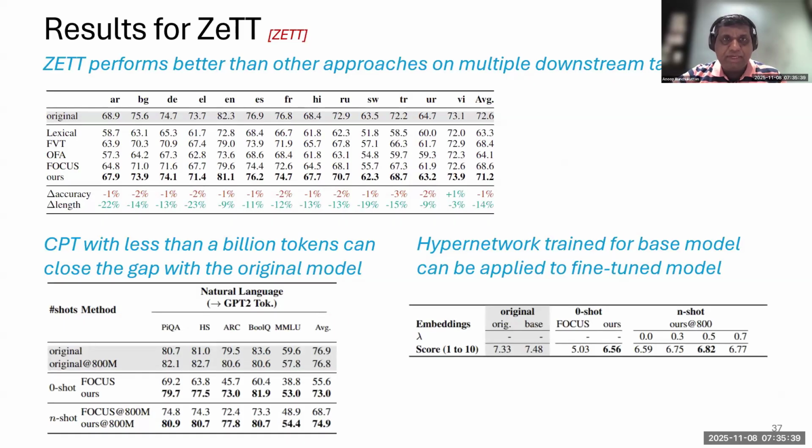So this approach works pretty well. On a lot of downstream tasks, it performs better than any of the approaches we have discussed, and we can do continual pre-training of less than a billion tokens to close the gap with the original model. An interesting thing is that if you have trained the hypernetwork for a base model, it can be applied to a fine-tuned model that was derived from the original base model. So this is good. You can do the hypernetwork training once for the base model and use the same for any of the fine-tuned models derived from it.